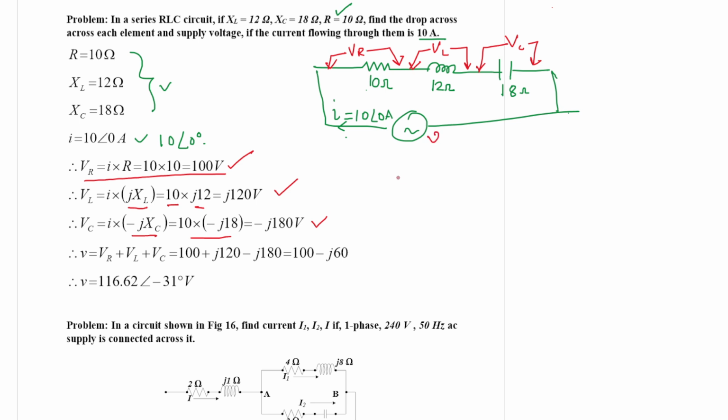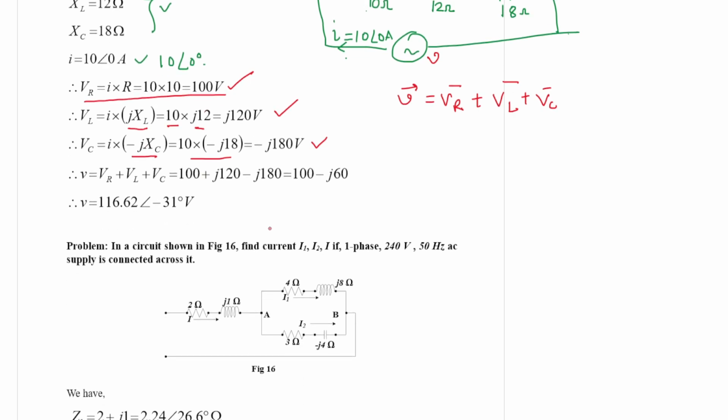So if this is the supply voltage V, so V is now equal to VR plus VL plus VC. So all those three need to be added vectorially or by phasor. So when you add this 100 plus J120 minus J180, it will be 100 minus J60. If you bring this into the polar form, it will become 116.62 angle minus 31 degree. So the supply voltage is 116.62 volt, but it is lagging.